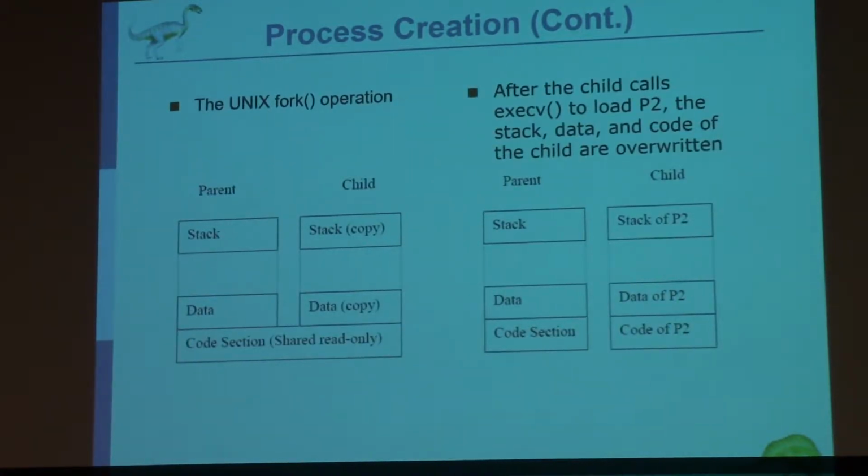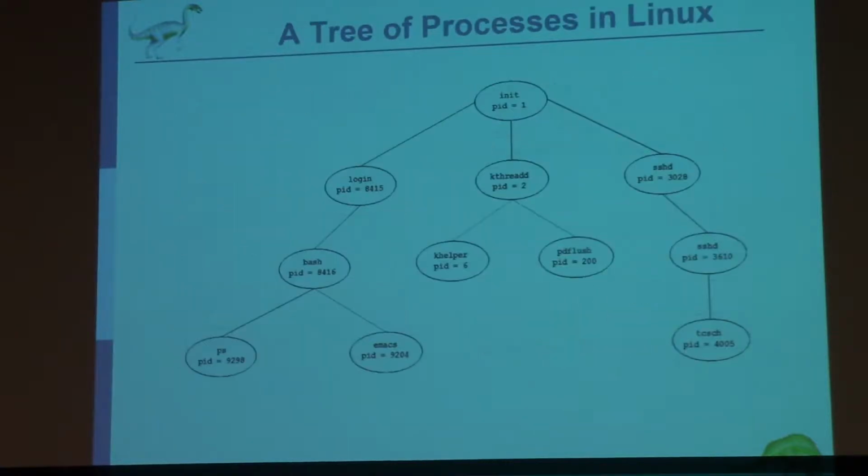Okay, so this is just a slide to show how fork and EXEC work. During the fork, it's shared. Okay? But during the EXEC, it will be entirely separated. Okay, finally, we will have such a process tree. What about Windows? Windows has the same process tree. Have you ever seen it? Yes? Let's take a look at it.